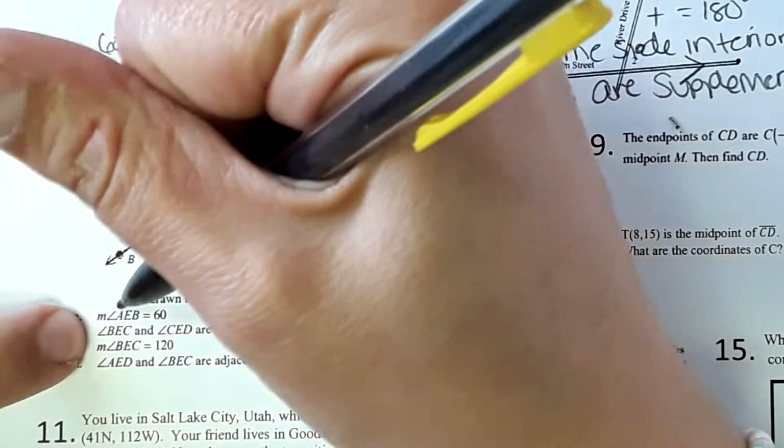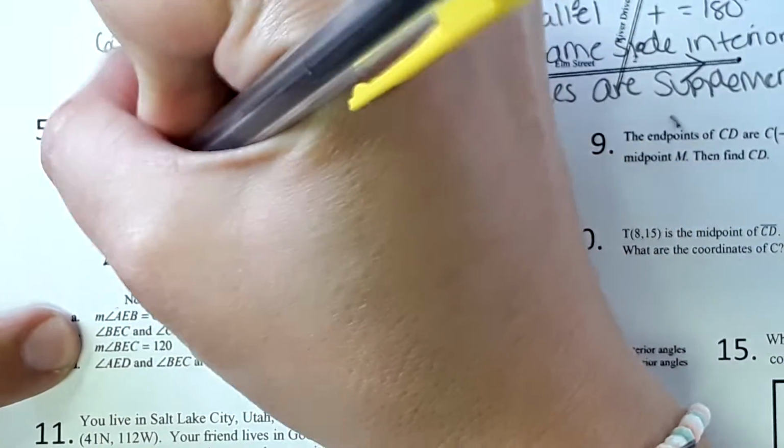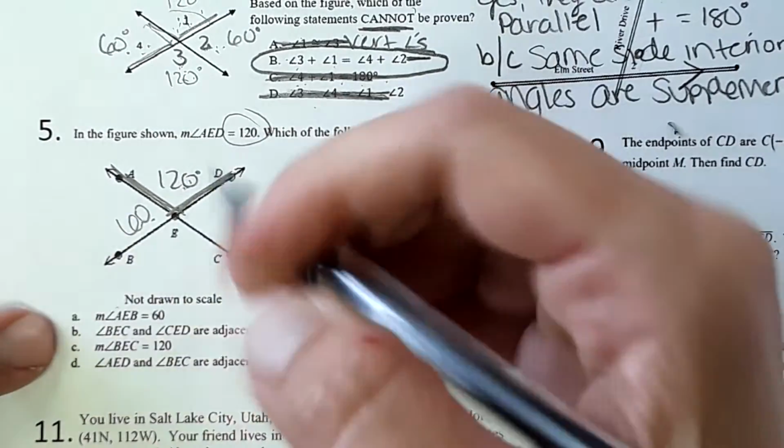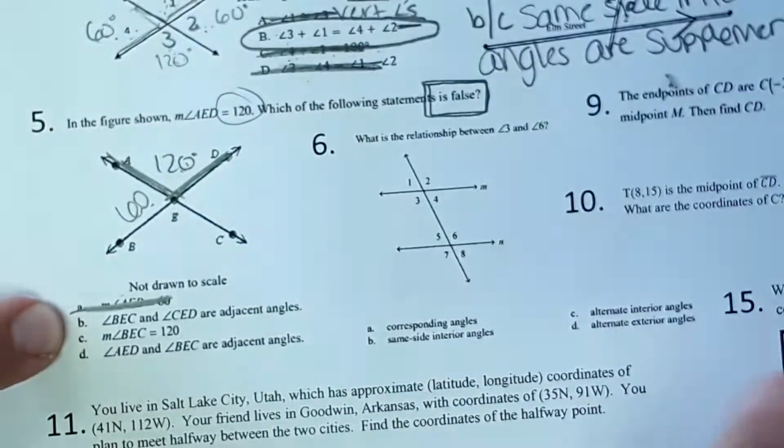Okay, so A, it says measure of AEB is 60. Well, considering we have a linear pair, yes, it would be 60 because these would have to add to 180, so that would be true. We're looking for what's not true.